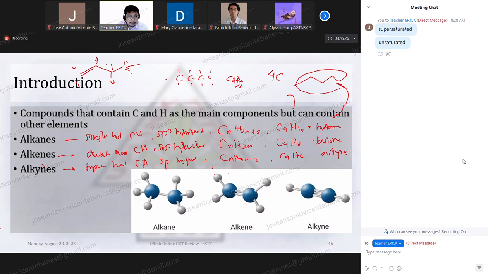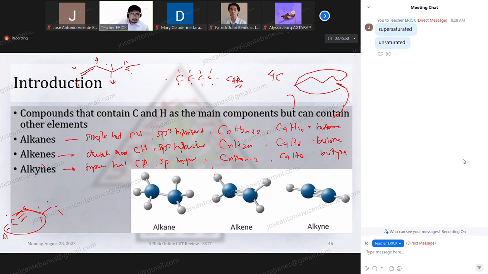Depende po kung nasaan po yung triple bond. So if we're going to draw 1, 2, 3, 1, 2, 1, 2, 3, 4. So we have carbon, we have one H, we have carbon, we have another C, we have 1, 2, 3, 4, 5, and 6. So we have butane here. So we have the alkyne here for this case.